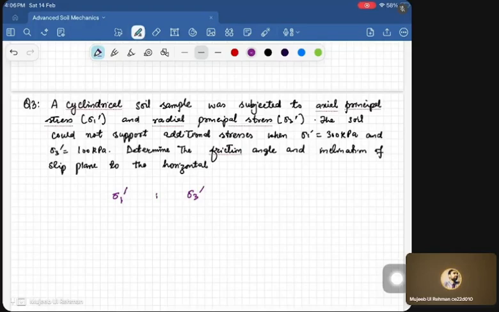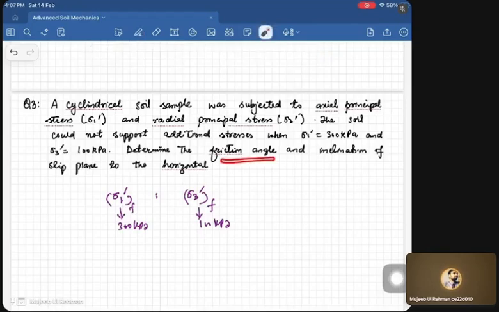Okay, so it means that we have been given sigma 1 at failure and sigma 3 at failure also. So it is 300 kPa and 100 kPa. Now determine the friction angle and the inclination of the slip plane to the horizontal. So we have been asked to determine the friction angle and also the inclination of the slip plane to the horizontal.